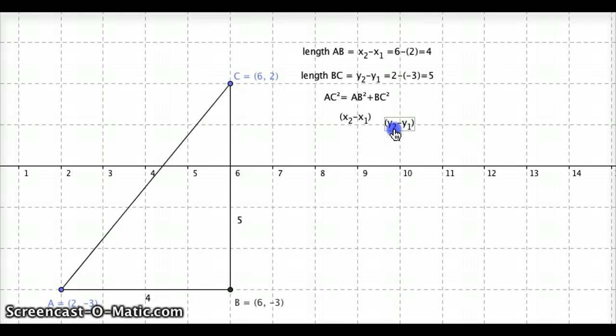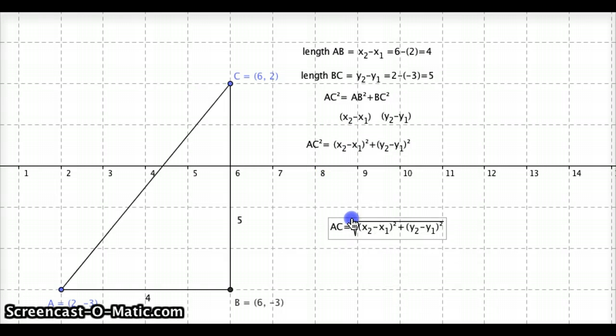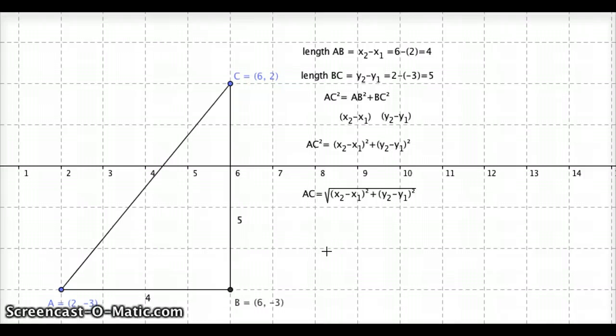We're going to do the same thing for BC. We know that BC came from up here where we have y2 minus y1. So we replace AB with x2 minus x1 and BC with y2 minus y1. Our equation for the hypotenuse squared becomes x2 minus x1 squared plus y2 minus y1 squared. Now if we're going to find the length of the hypotenuse, we need to take the square root of both sides. So AC would be the square root of the difference in the x values squared plus the difference in the y values squared. And this is a formula that works for the length of any line segment.